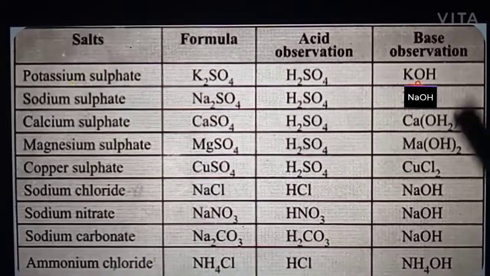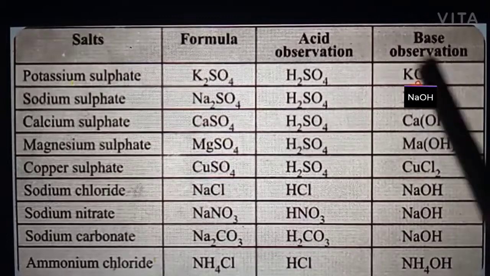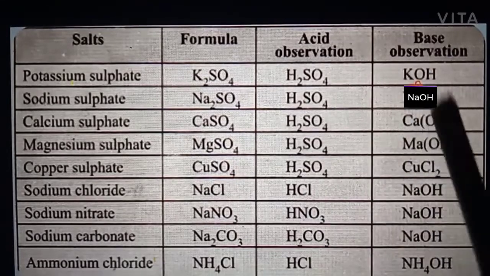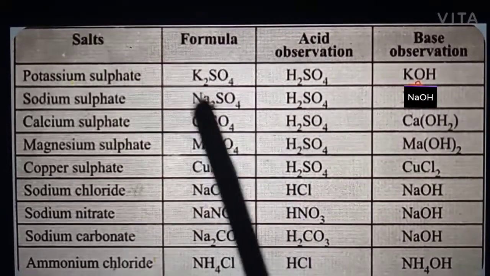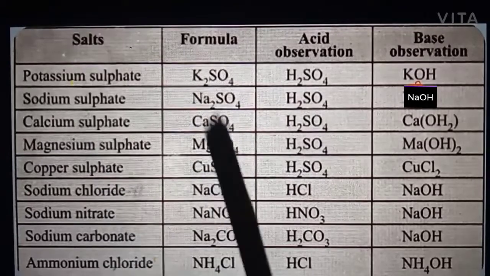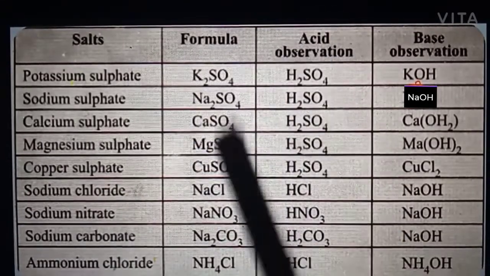And make this correction: it is NaOH, so Na with a small letter a. NaOH, make the correction. And as you think, we want Na2SO4, that is sodium sulfate. Na2SO4 means we want the SO4 ion from the acid.